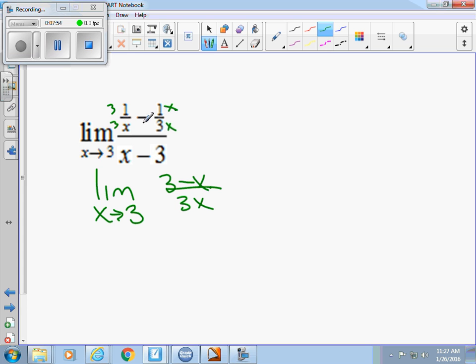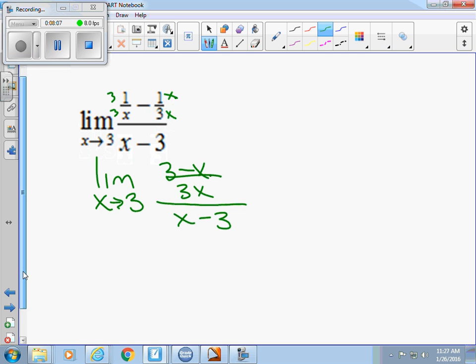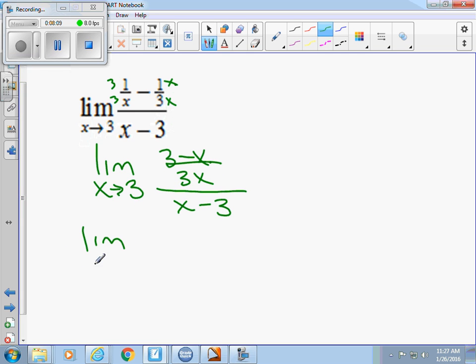That's the common denominator? Oh, that's the top. You're talking about on the bottom. The bottom, by the way, is x minus 3. So I get the limit as x approaches 3 of 3 minus x over 3x times what? 1 over x minus 3. Here, one, because this was over 1.